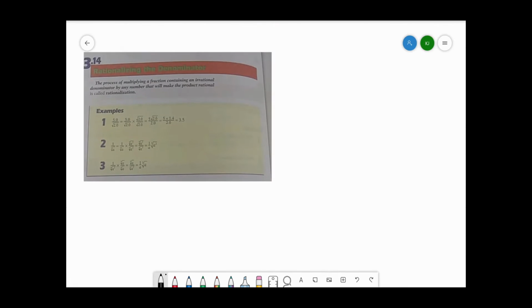Alright, let's do one that has exponents in it. So for our second example, we have 1 over the cubed root of a. So the easiest way to do it is, again, multiply both sides by the same factor. So we're going to multiply both sides by the cubed root of a squared in order to help get rid of that.